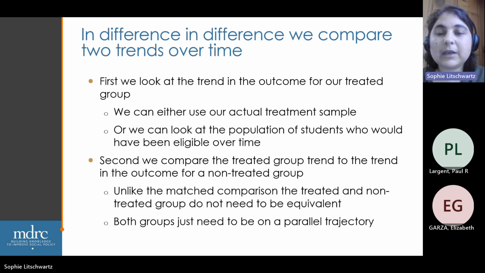And so here, what we're going to do is compare two trends over time. So we're going to look at a trend in the outcome for the treated group. We can either look at our actual students that were part of the program, or we can look at the population that would be eligible, similar students over time. And then we're going to compare the treated group trend in the outcome to the non-treated group. Unlike the match comparison, the treated and the non-treated group don't need to be the same. They just need to have the same trajectory. I just have to think that over time, the same change is happening to both groups.